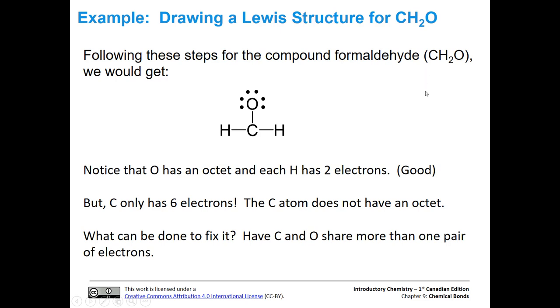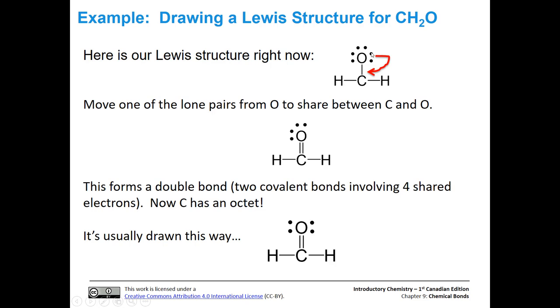So that means we have to figure out a different way to make sure that carbon has an octet without taking it away from oxygen, because oxygen wants its octet too. So what we're going to do is have carbon and oxygen share four electrons instead of two. The way we're going to do that is drag one of these lone pairs down here and form a double bond. Those two lines right there represent four electrons now.